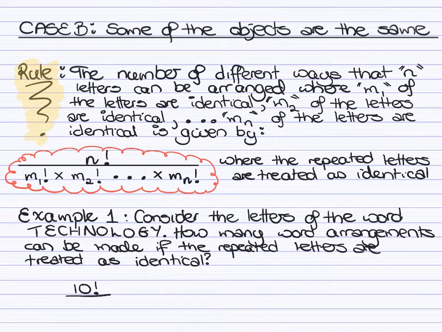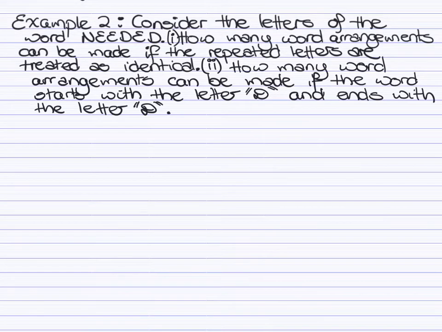We now need to identify how many of these letters are identical. There are 2 O's in this word, so we will then divide by 2 factorial. The answer to that would then be 1,814,400.